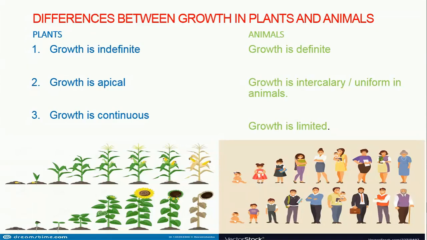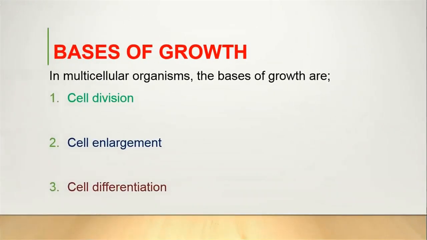So here are images showing growth in plant and growth in animal. To be specific here, growth in human. So let's look at the basis of growth. In multicellular organisms, the bases of growth are 1. Cell division, 2. Cell enlargement, and 3. Cell differentiation. The meaning is that for growth to take place in an organism, all those 3 processes must take place. So we are going to be discussing them one after the other, and we'll start by looking at cell division.